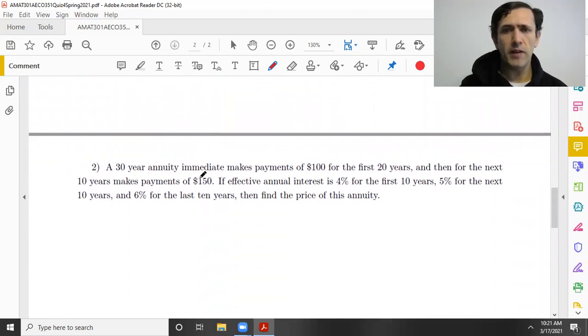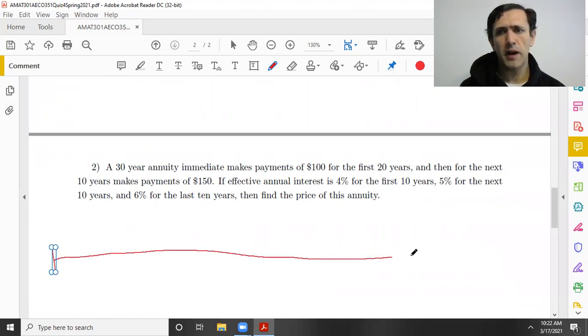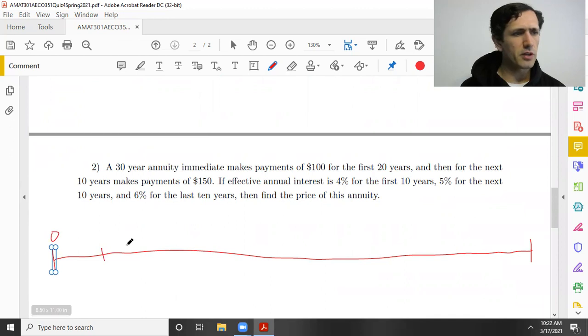Okay, so now that we have that out of the way: a 30-year annuity immediate makes payments of 100 for the first 20 years. So let's draw a time diagram. A time diagram definitely helps a lot here. And this is also a good problem. So let me just go through it before I say anything else. I got a lot of kind of funky answers for this problem.